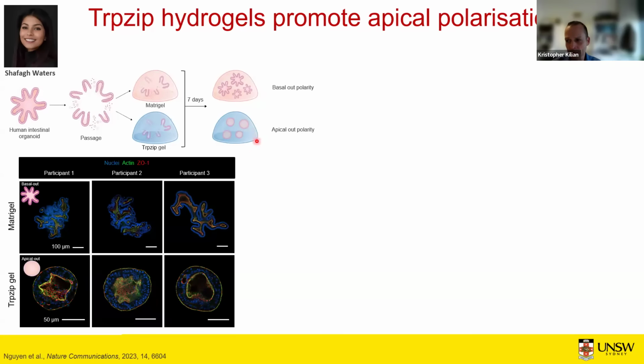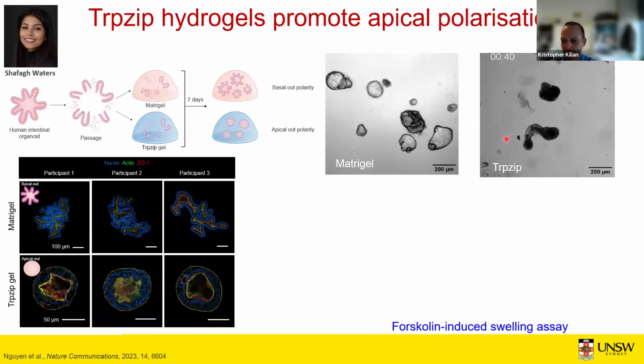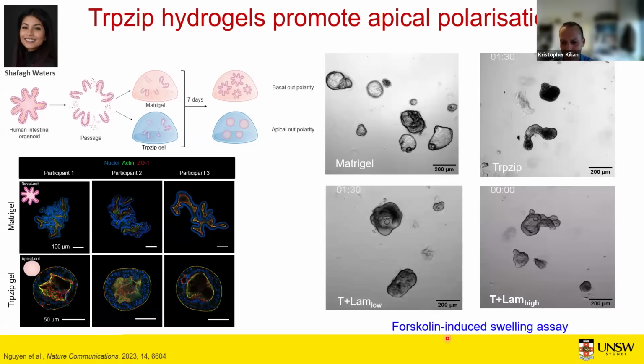And so this is desirable for many applications if you want to study, for instance, that interface at the apical surface. And so we did some probing of this, and here's some immunofluorescence characterization. The cells are perfectly viable in the Trpzip, and they differentiate and they polarize. But we did this forskolin-induced swelling assay to show that their polarity was in fact reversed. You can see in Matrigel, they swell, while in Trpzip, they shrink when they're treated with this forskolin compound.